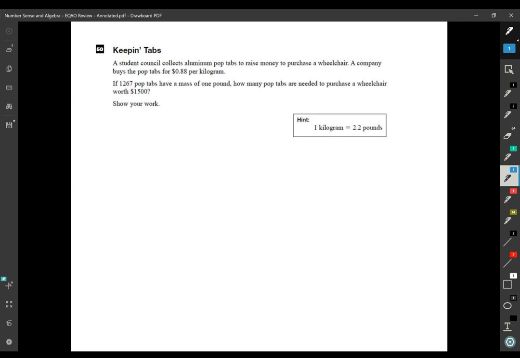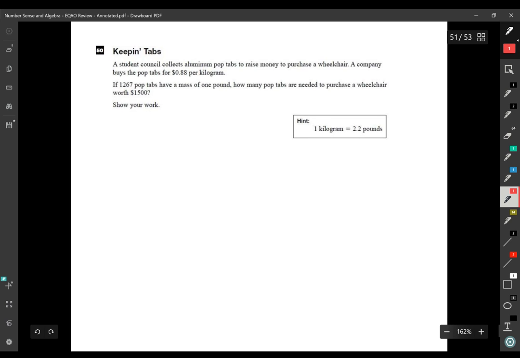Okay, we're on question 50, keeping tabs. A student council collects aluminum pop tabs to raise money to purchase a wheelchair. A company buys the pop tabs for $0.88 per kilogram. Okay, pay attention to the units here, it's important. So that's per kilogram, okay?